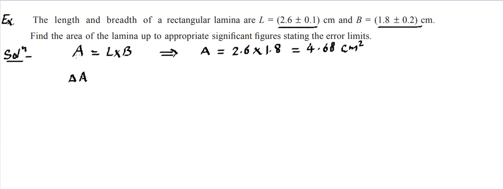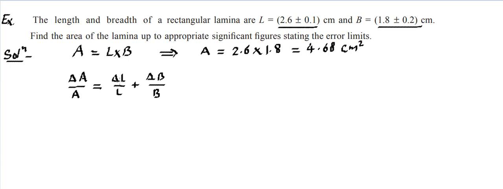Now here we need to use the concepts that we have learned in this particular topic. If A is written as L into B, there is a product, or multiplication, going on. In case of multiplication, the error is written as delta A upon A is equal to delta L upon L plus delta B upon B. This is how we are going to calculate delta A, that is the error in area. Error in area divided by area, called relative error or fractional error, is equal to the sum of the fractional errors in the involved physical quantities.